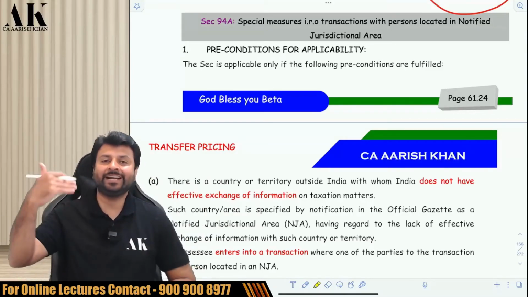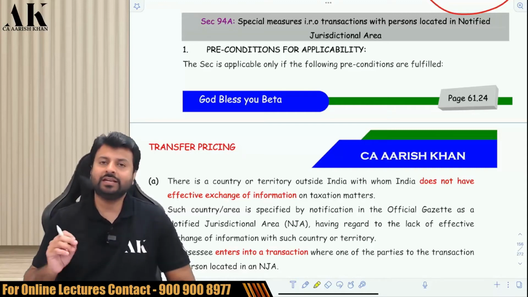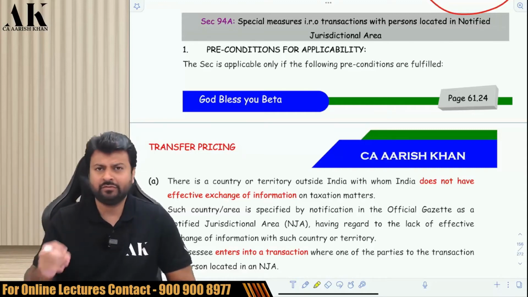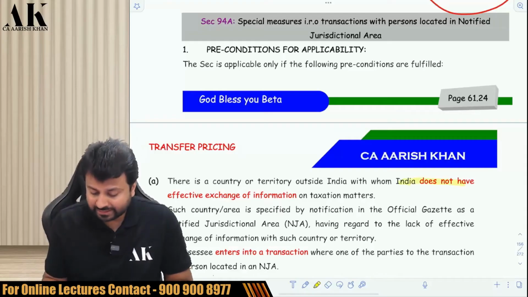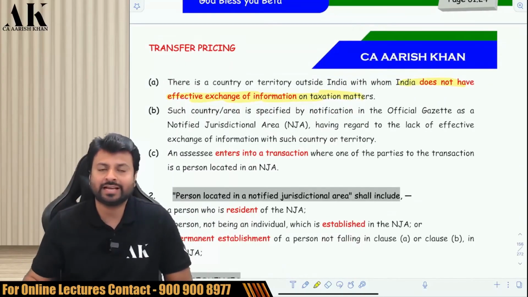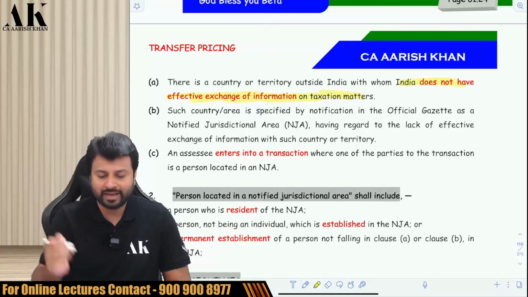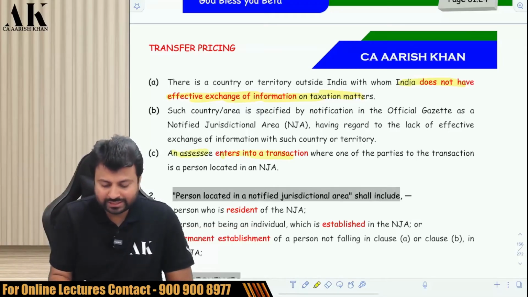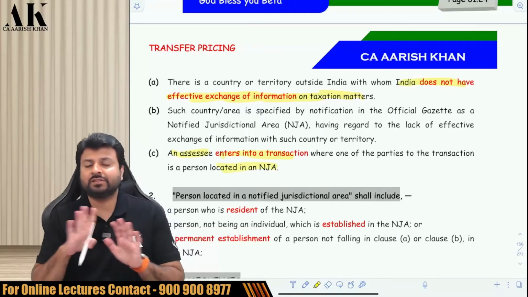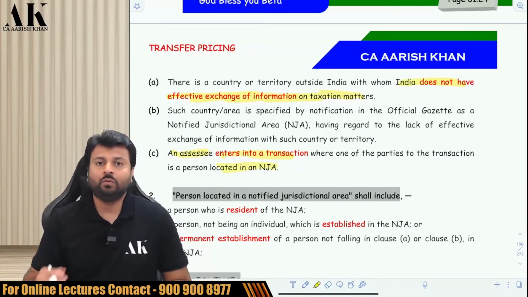Now, which territory can be treated as an NJA, notified jurisdictional area? That the government of India will notify. Which territory? But which country? That country with which India does not have effective exchange of information on tax matters. All those countries who do not share information with us on tax matters, India can declare that country as what? As notified jurisdictional area. And an assessee who enters into a transaction with that person, there will be some strict provisions for that.